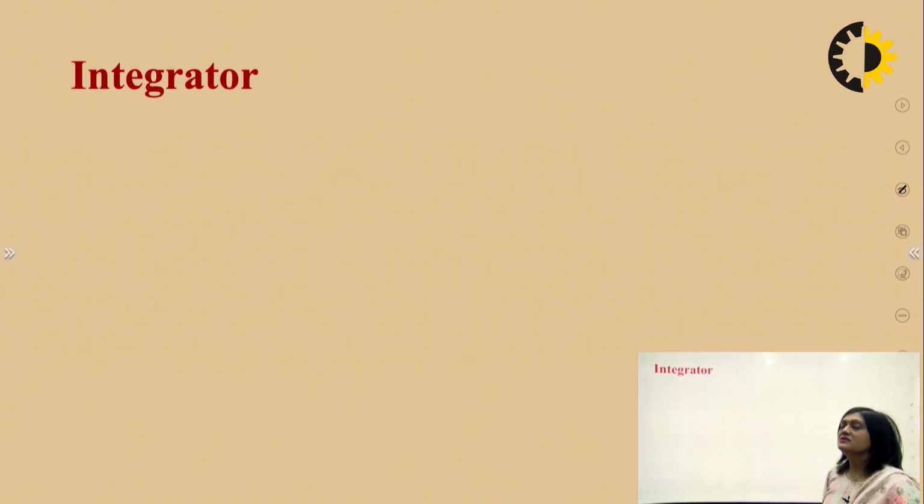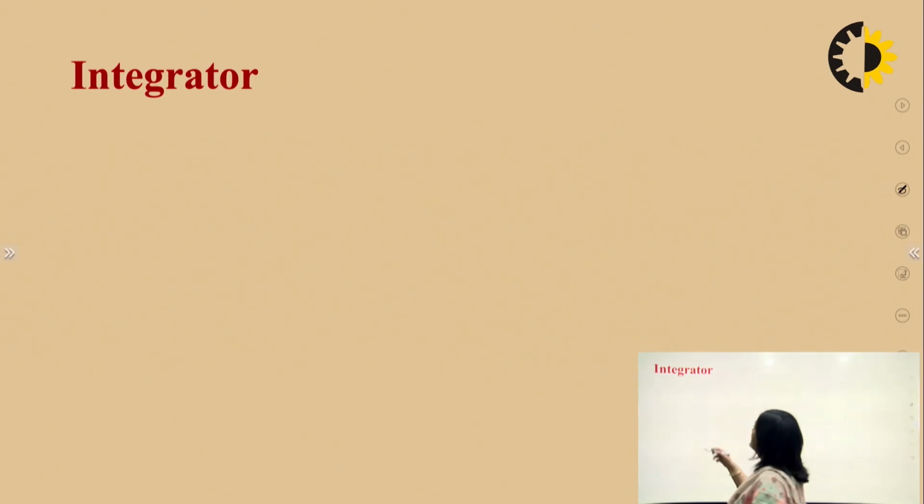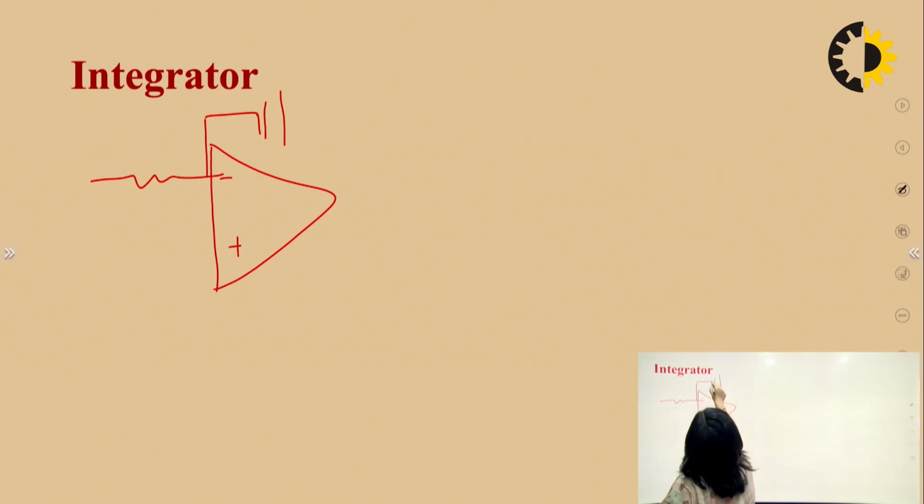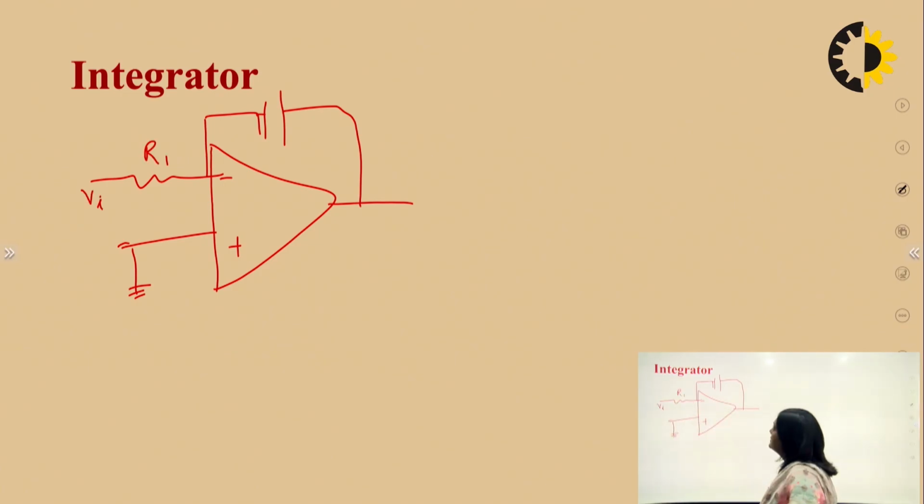After that, integrator. So the integrator provides the integration of the input voltage. In this circuit, we have an op-amp with a capacitor in the feedback path, the non-inverting terminal is grounded, and this is R1. In the integrator, we have replaced RF with CF. This is our output voltage, so the output voltage is the integration of the input voltage.